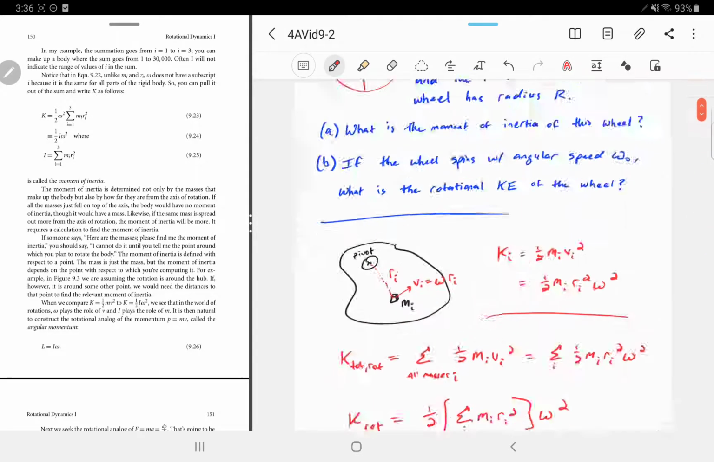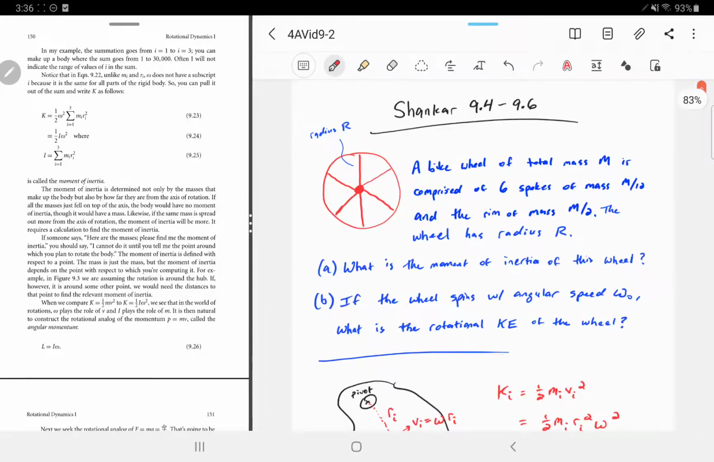Actually, we are in a position now where we could solve this problem. So maybe before I go into a little bit more about torque and angular momentum, let's solve this because we can. The moment of inertia: we have a bike wheel with 6 spokes, all of mass m over 12, and then the rim is m over 2. So half the mass of the wheel is in the 6 spokes, and half of it is in the rim. We want to know the moment of inertia of the wheel. The moment of inertia is the sum of the moments of inertia of all 7 pieces about this pivot, right in the middle.